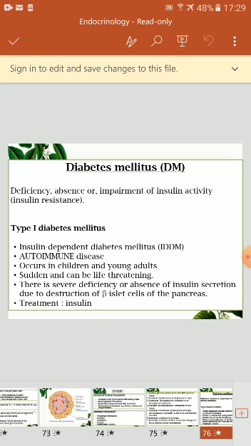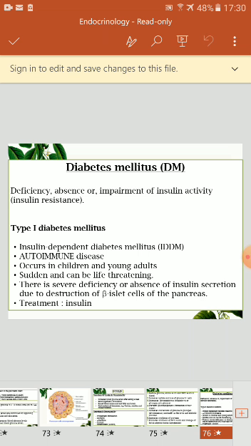Diabetes mellitus is a diseased condition in which there is a deficiency or absence or impairment of insulin activity. When there is impairment of insulin activity due to receptor changes or due to the destruction of insulin receptor, that may also be known as insulin resistance. So there are two types of diabetes mellitus, type 1 diabetes mellitus and type 2 diabetes mellitus.